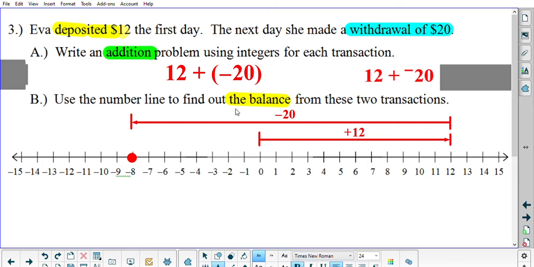So let's write that down somewhere, okay? We're going to be at, put a dollar sign, and then negative 8. There you go. That is the answer to problem number 3.